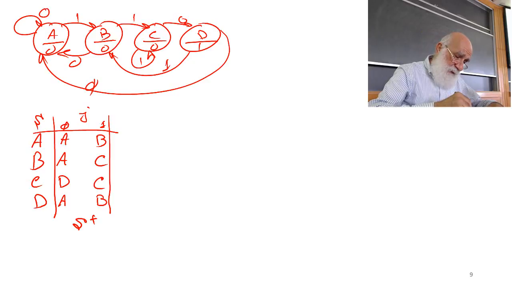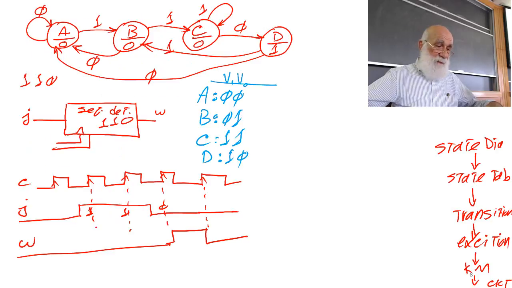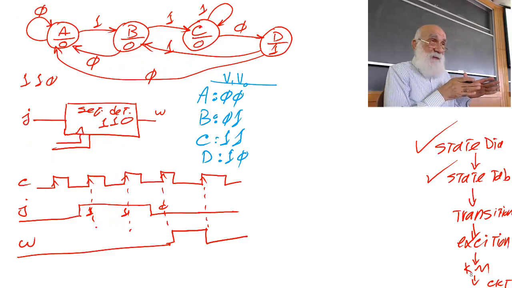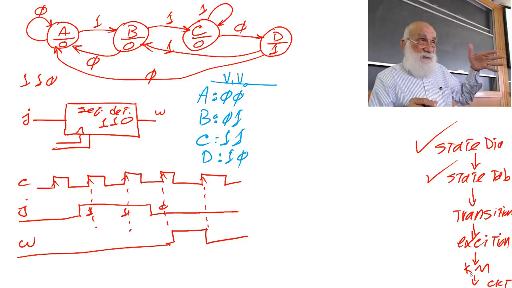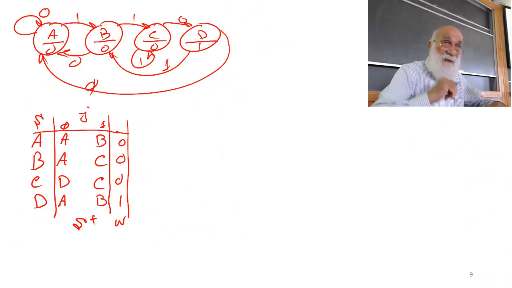Okay? And then I have my output here, which is 0, 0, 0, and 1 on state D. So what I have done here is I started with my state diagram, and now I have a state table. I jumped ahead a little bit when I said the state assignment. State assignment doesn't come into play until now.